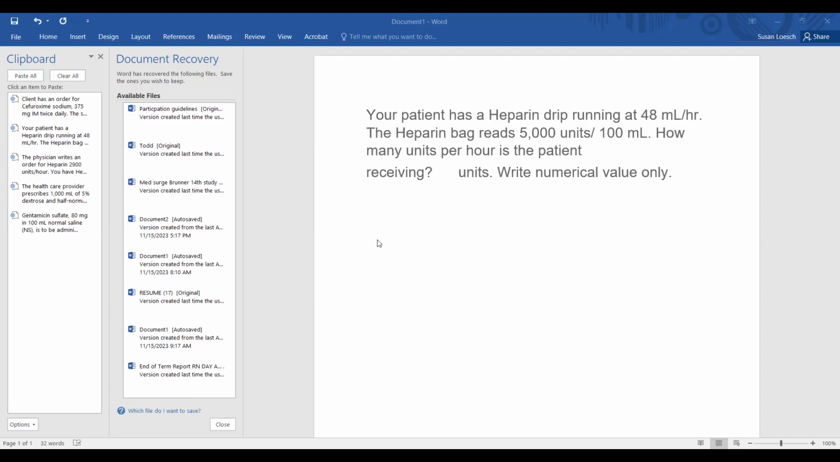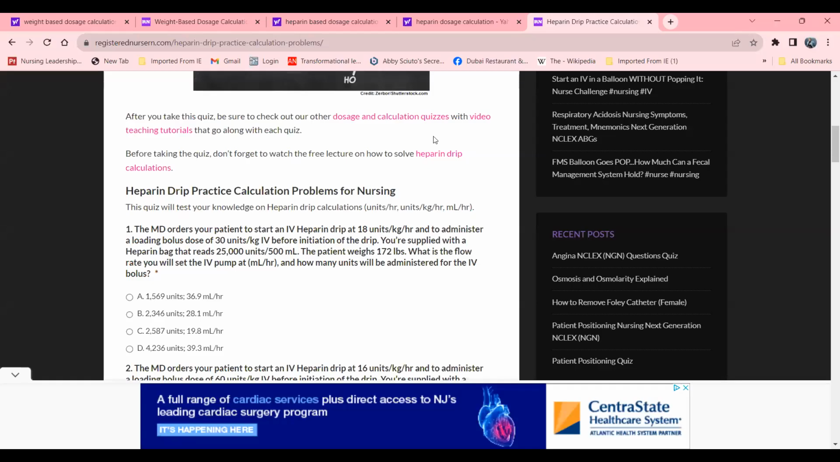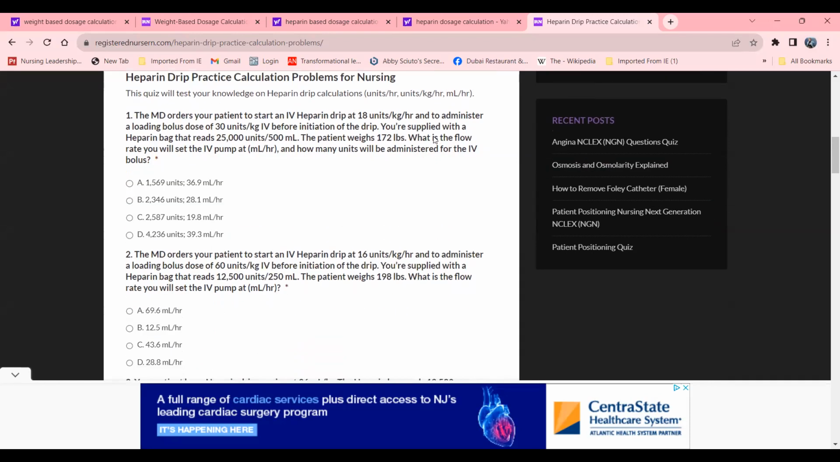You guys see heparin practice dosage calc? No, we still see the last question. How about now? No, we still see the Word document. How about now? Yep, now we see it. All right.